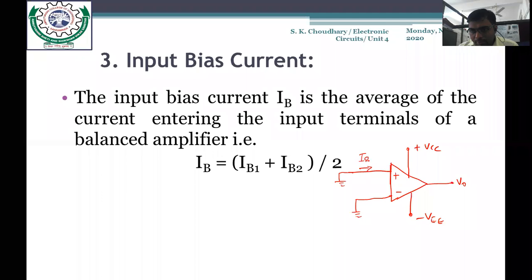So this is your IB1, and this is your IB2 at the inverting terminal. The average of these two currents would be considered as the input bias current, and the difference is the input offset current.